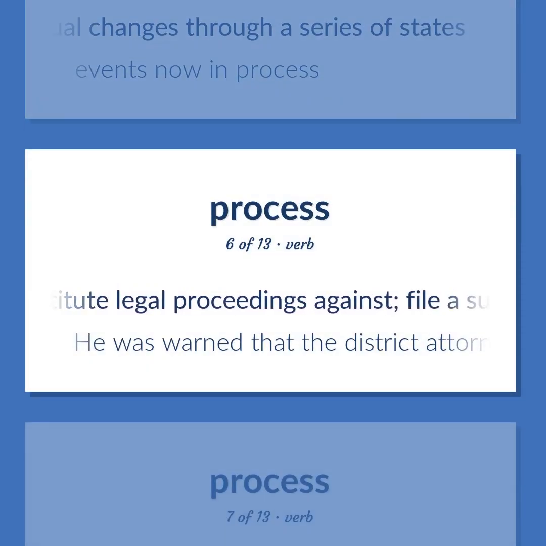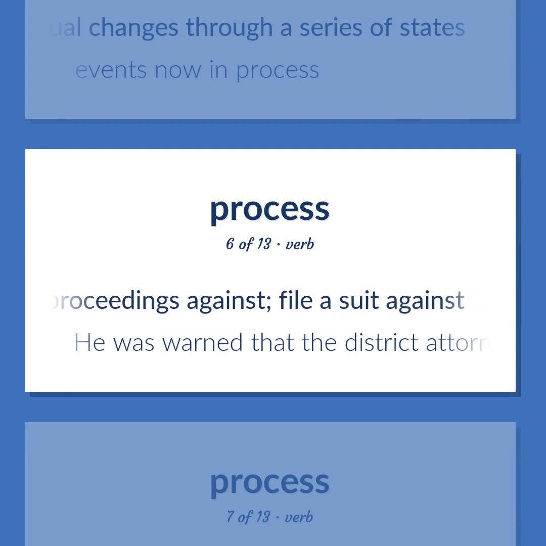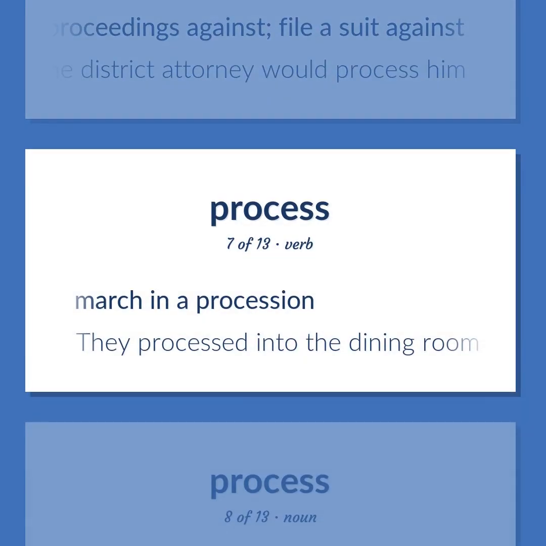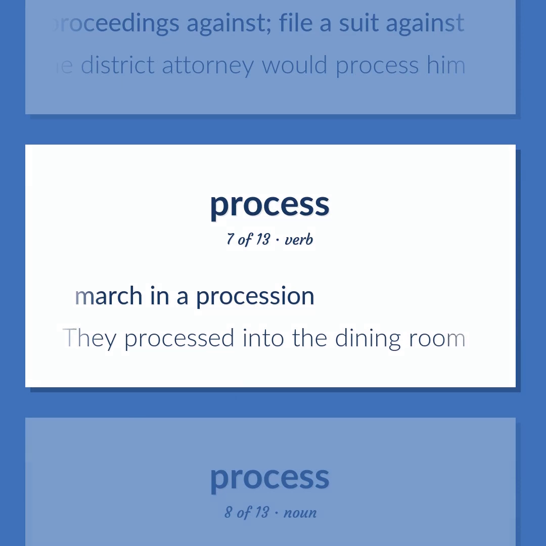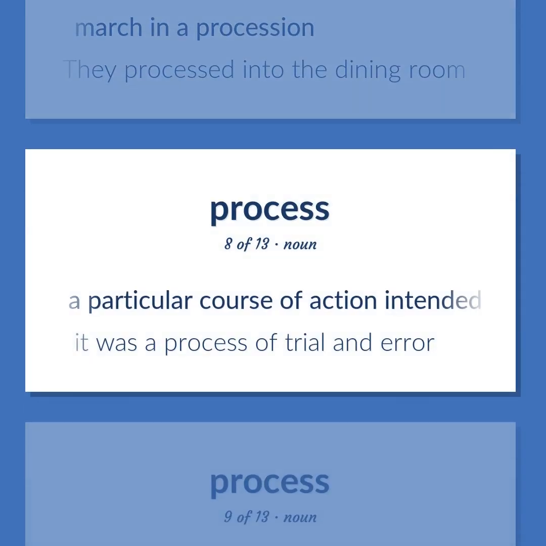Institute legal proceedings against. File a suit against. He was warned that the district attorney would process him. March in a procession. They processed into the dining room. A particular course of action intended to achieve a result. It was a process of trial and error.